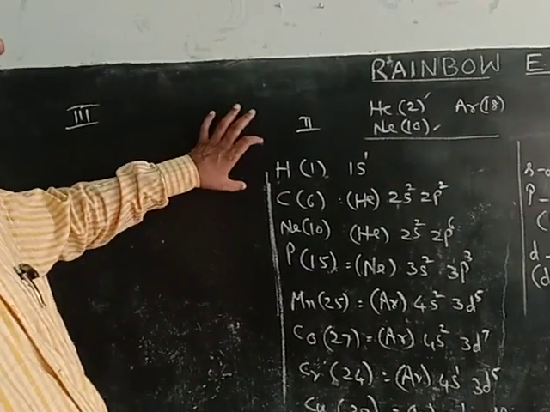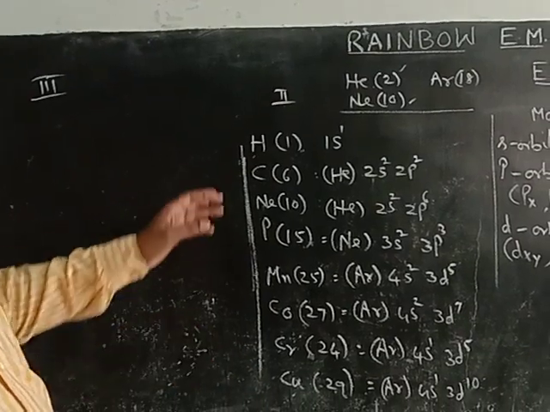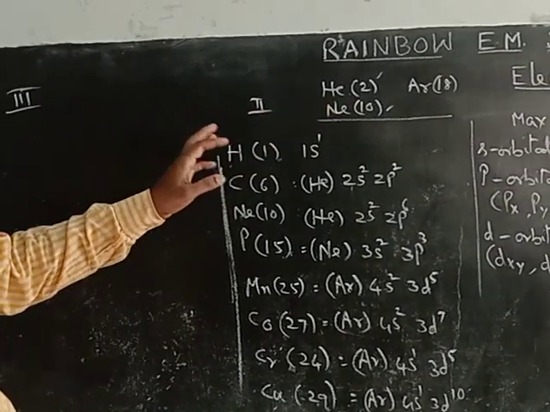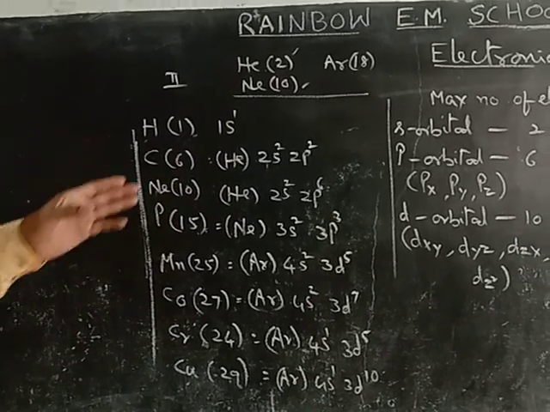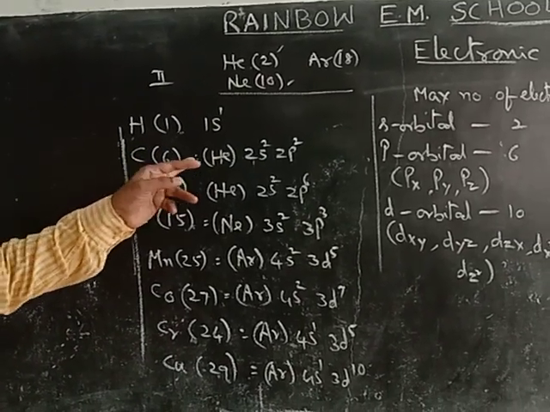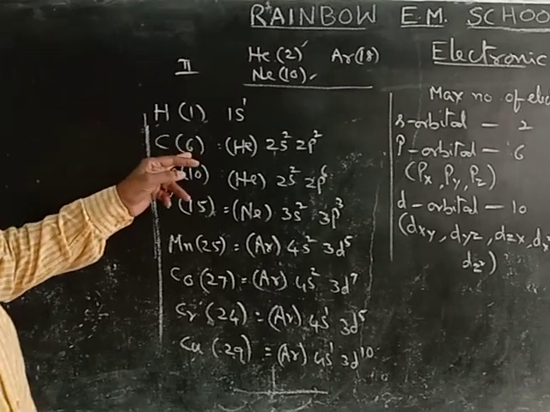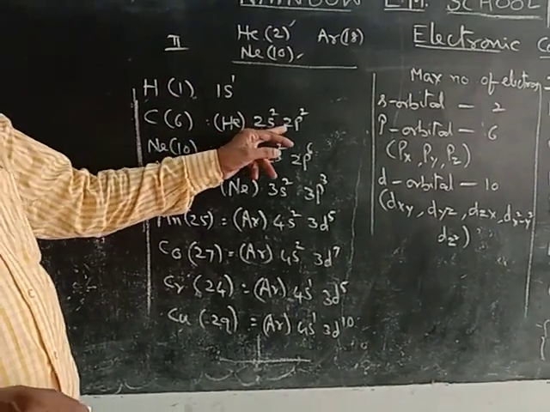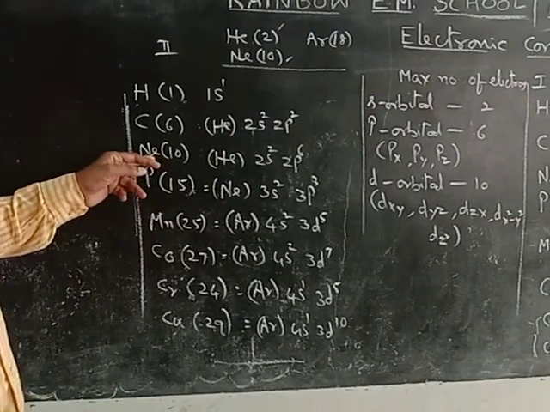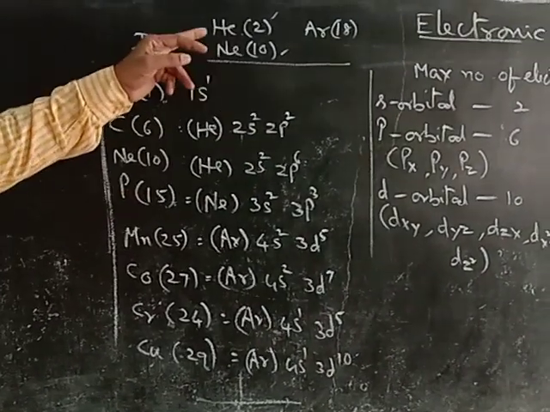In the second method, how to write the electronic configuration is as in the first method, but instead of the electronic configuration we write the nearest noble gas. So in carbon, atomic number 6, the nearest inert gas below is helium. So you write helium, and the remaining configuration you can write. In the same way, neon 10, below inert gas is helium.